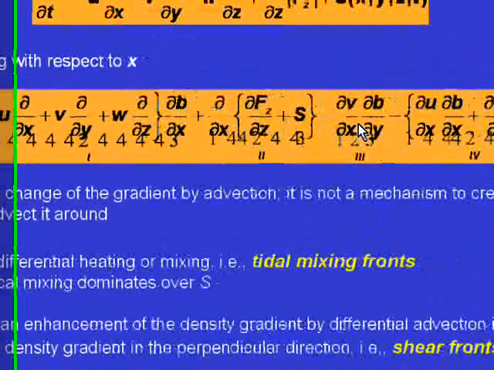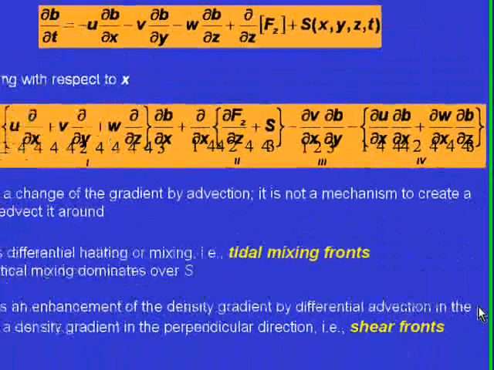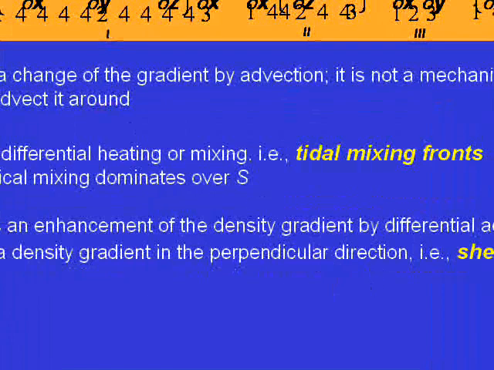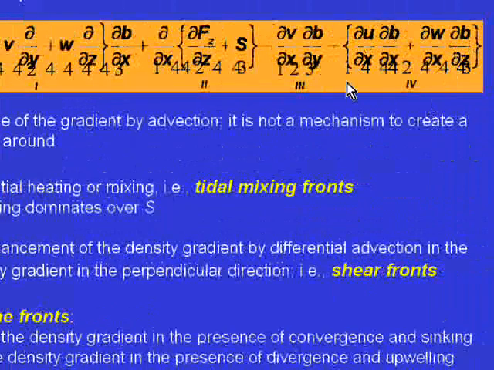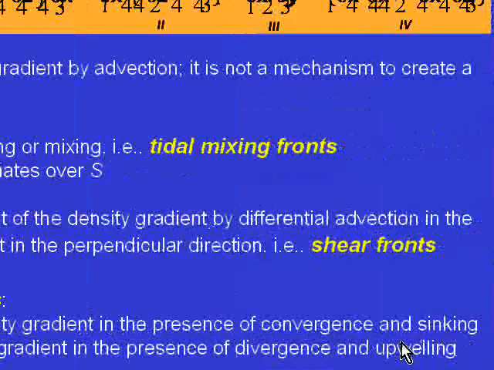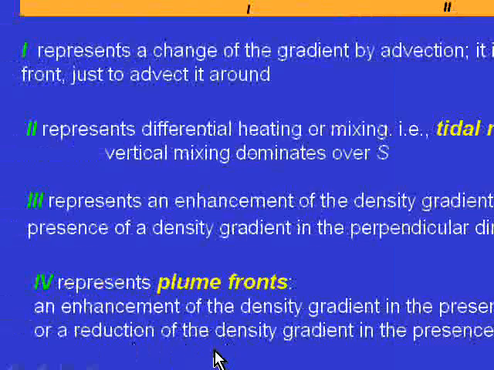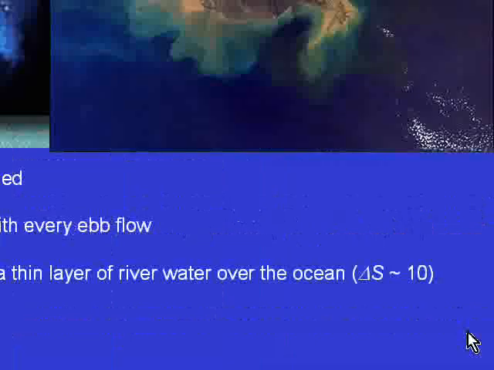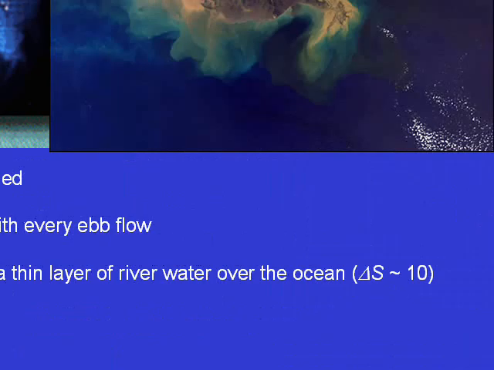Then the third term represents the enhancement of a density gradient by differential advection in the presence of a density gradient in the perpendicular direction. So we'll look at the diagram of what this means later. And then the fourth, the one that involves convergences and divergences, is an enhancement of the density gradient in the presence of convergence and sinking, or a reduction of the density gradient in the presence of divergence and upwelling. Again, we're going to look at that. So these are called the plume fronts. And those are the ones that have been studied most. So those are the ones that we're going to talk about first. So you have here the plume of, what river is it?